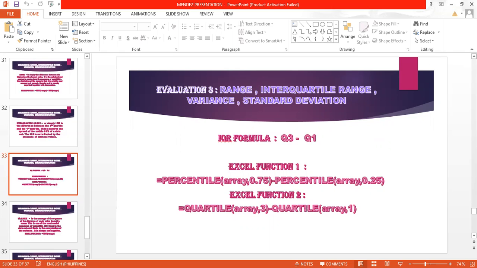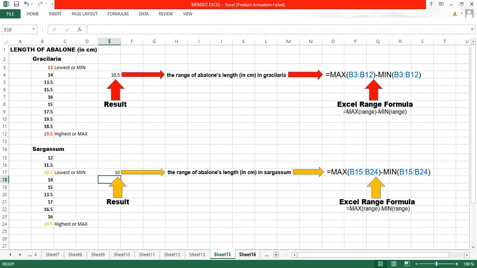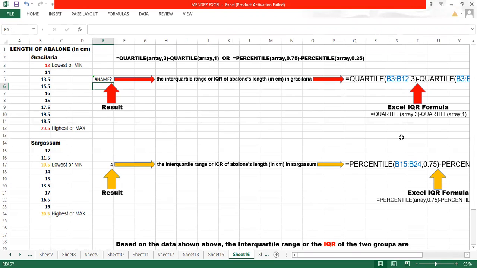Both functions have the same result. Now let's go to Excel for our solving. The highlighted cells of Gracilaria are in column B and in rows 3 until 12. So our IQR formula is equals quartile open parenthesis B3 to B12 comma 3 close parenthesis minus quartile, open parenthesis, B3 to B12, comma 1, close parenthesis. Then the result is 4. I will show you the actual computation.